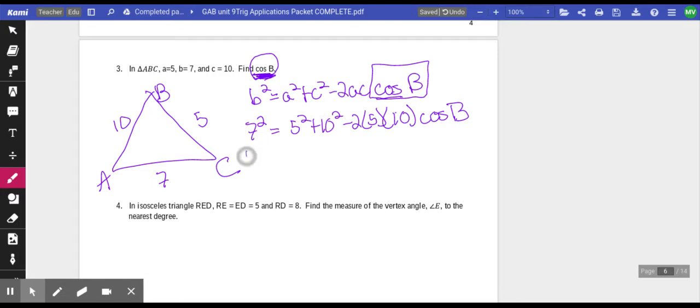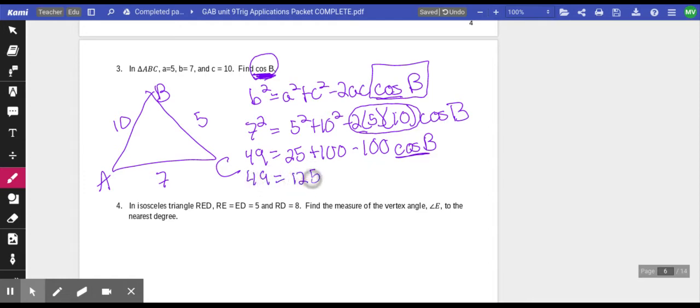So 7 squared is 49, 5 squared is 25, 10 squared is 100, minus, I'm going to do this multiplication. It's 2 times 5 times 10, which is 100, and that's times the cosine of B, which remember is my variable in this case. So I can add the 25 and the 100, but I can't subtract that 100 because that 100 is times the cosine of B. So I'm going to subtract 125 from both sides.